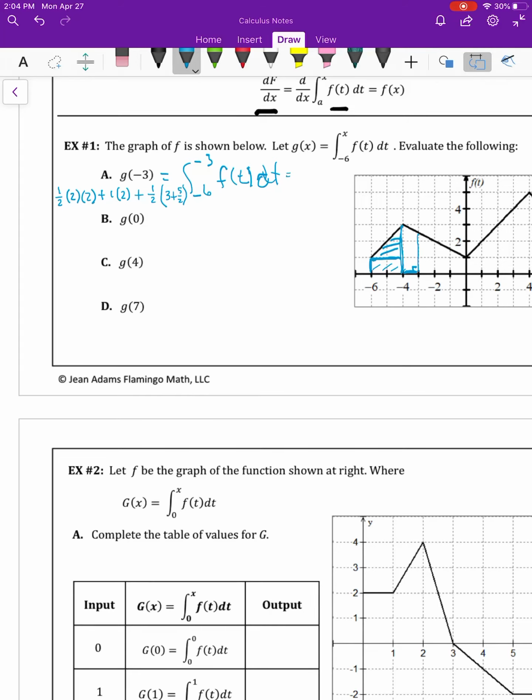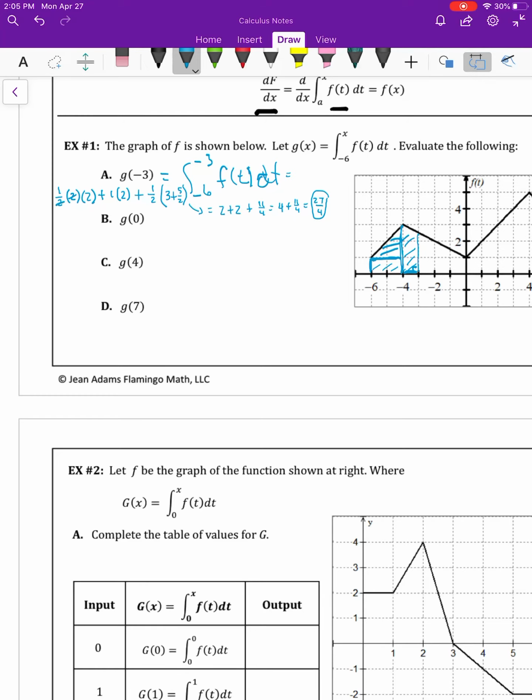And then we just need to add those up. Sorry, I'm trying to squish this in and it's running into everything. So this is 2 plus 2 plus, now this would be 6 plus 5 is 11/2, and that would be 11/4. So I have 4 plus 11/4, which would be 16/4 plus 11/4 would give me a total of 27/4. So g of -3 is 27/4, and it's basically that area from -6 to -3 under the curve, between the curve and the x-axis.